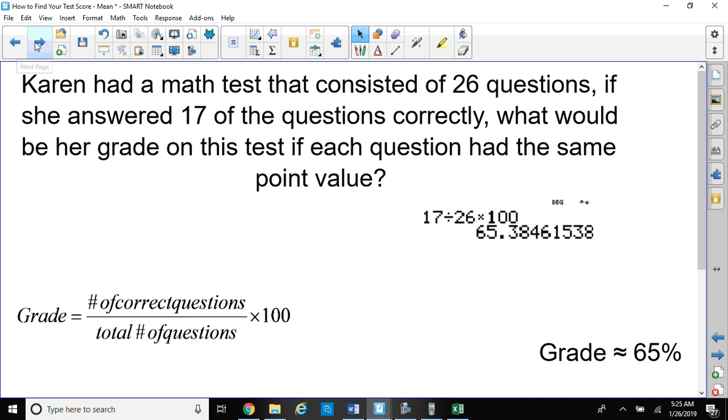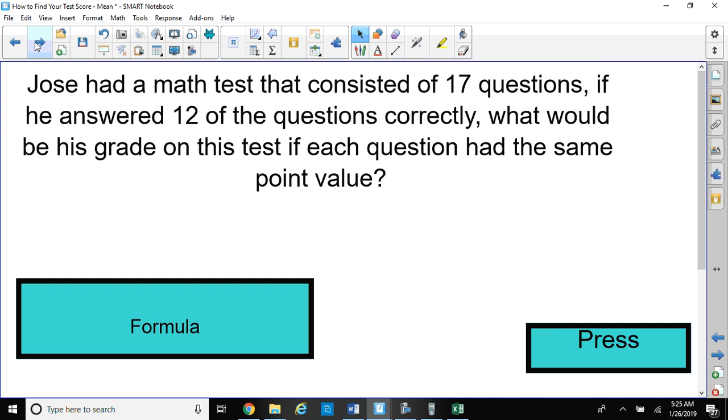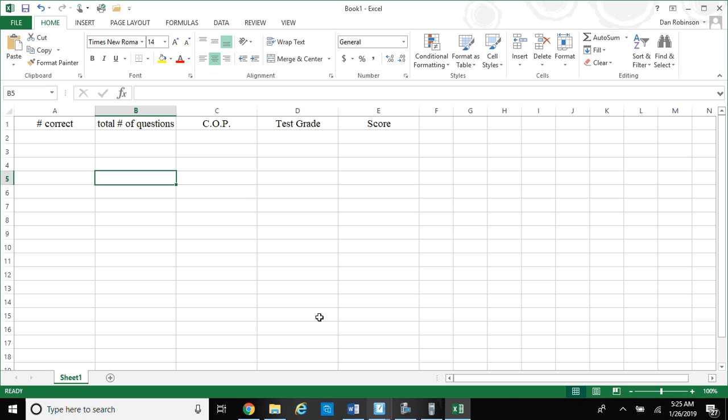So here's a question for you to try. Jose had a math test, and it consisted of 17 questions. If he answered 12 of the questions correctly, what would his grade be on the test if each question had the same value? I want to now go over to something different, some software that I use called Microsoft Excel.